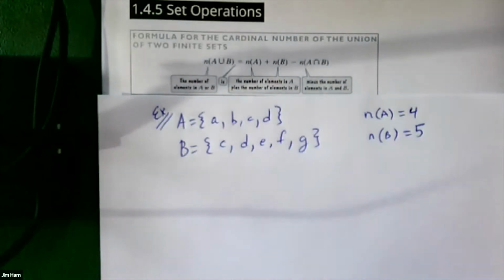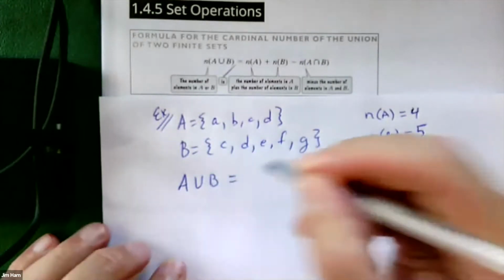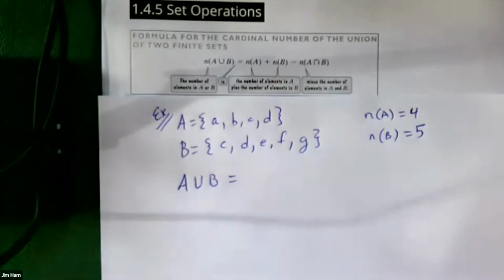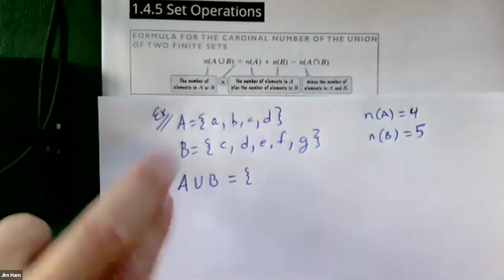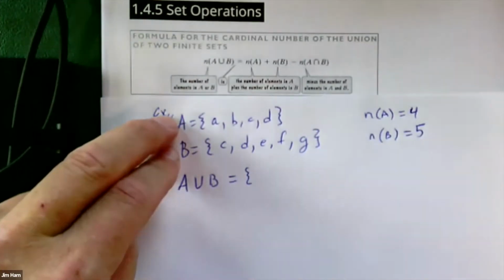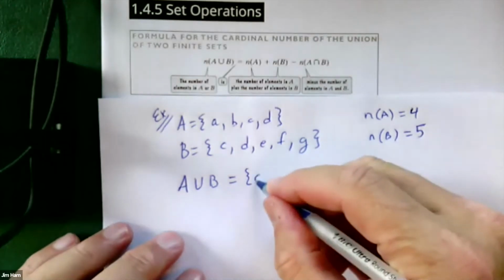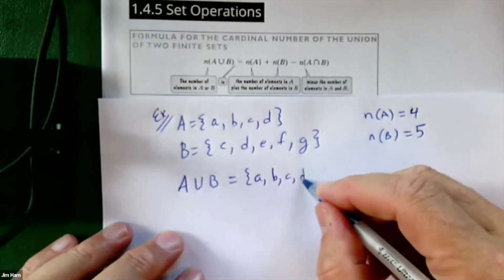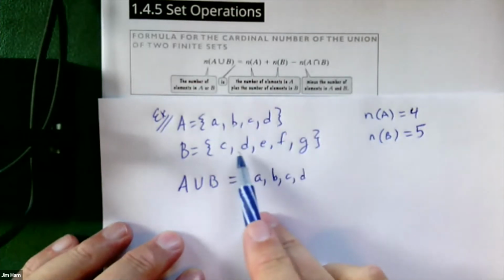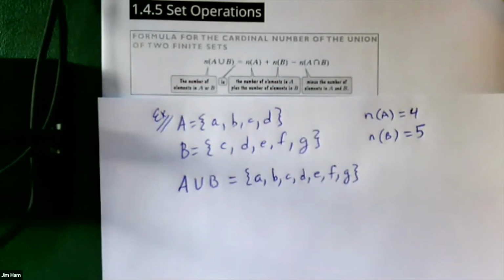Now when we put these two together and we do the union, we're just going to group all the elements together. Remember, that's putting them all together as opposed to looking at the elements in common, which is the intersection. So if we list all of the elements in the union of those two sets, we would have A, B, C, D, and then E, F, and G. This would be the union.